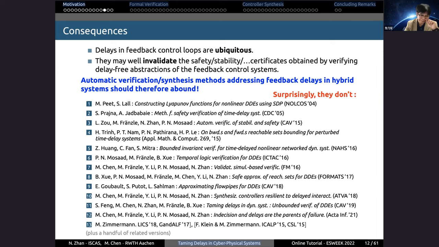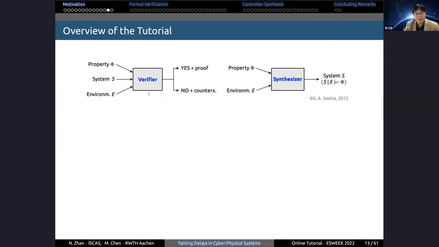Okay. So in this tutorial, we mainly focus on two issues related to time delay in dynamic and hybrid systems. The first we call the verification issue, which means that given a property and a system, as well as the environment, we check whether the system together with the environment satisfies the property. The other issue is called the synthesis problem, which means that given the property and an assumption on the environment, we synthesize a system S such that the system together with the environment satisfies the property.